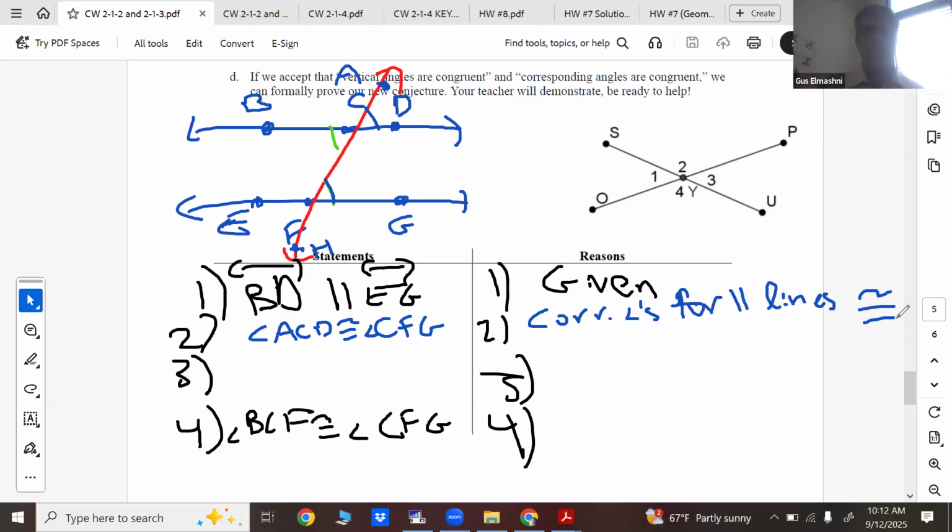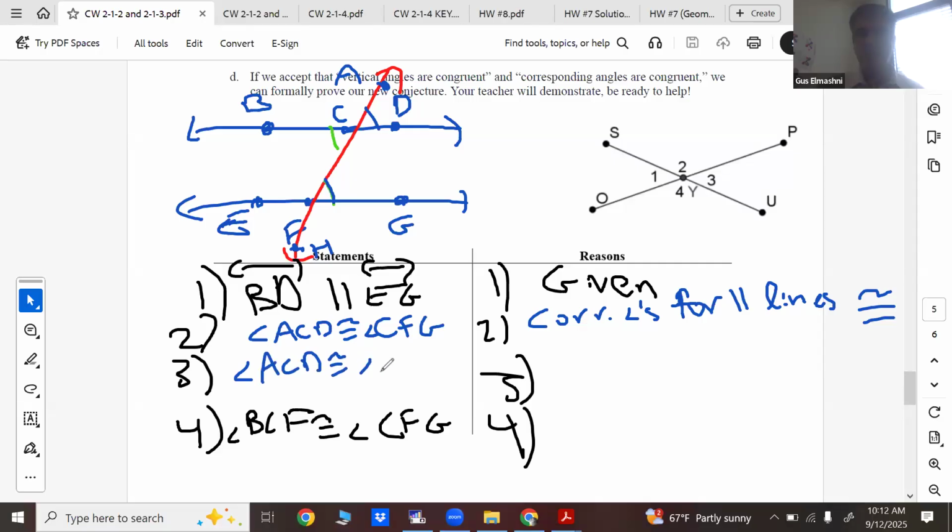Now, what other angle is going to be the same as ACD that we're interested in looking at? Remember, we're looking at BCF at the end. How's angle ACD related to BCF?